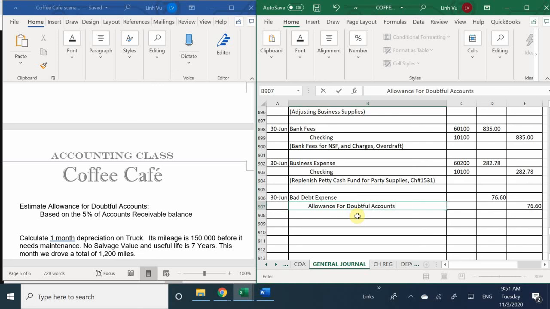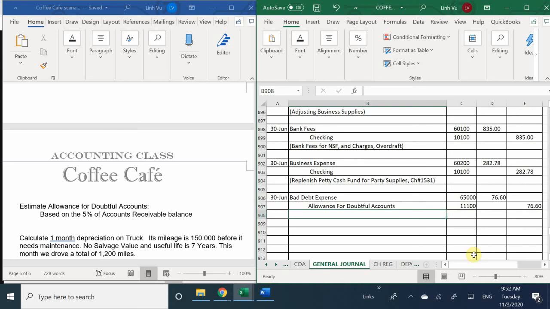All right. And can somebody tell me what are my accounts for bad debt and allowance for doubtful accounts? Doubtful accounts is 11,100. 11,100. Oh, 11,100. Bad debt expense is $65,000. 65,000. Okay, and we know it's for $76.60.